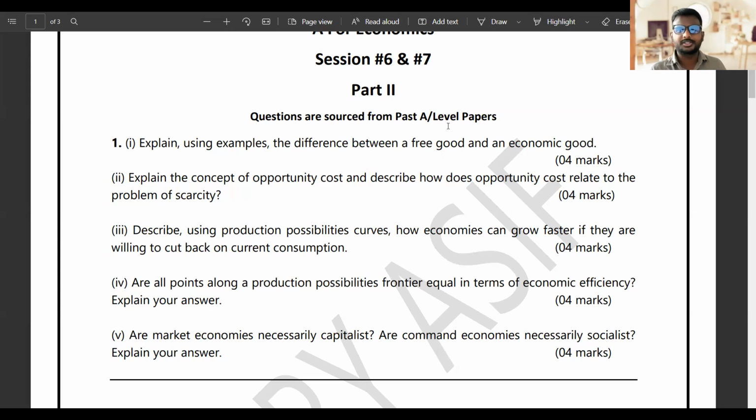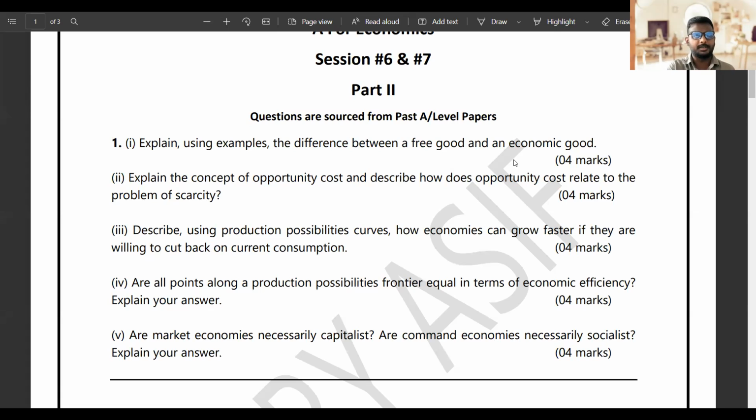And if you answer this question right now, what's the mark you think you'll get? Will you be able to get all four, or what is it? All four. Nice. You can't get any less because you have gone through questions about free good and economic good so many times, right? So you can't miss out.